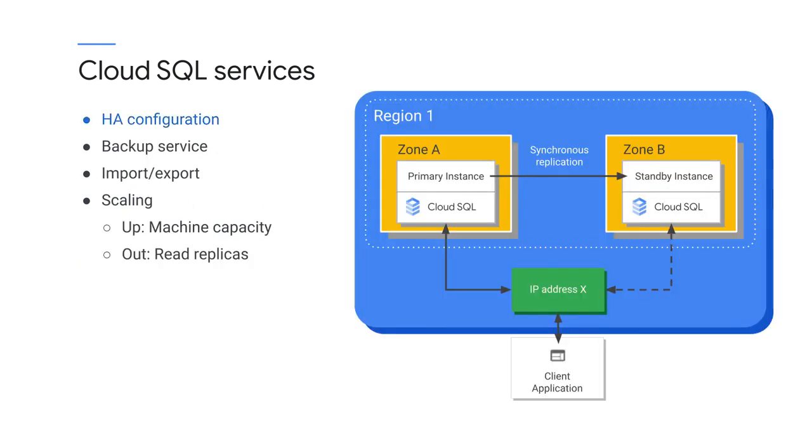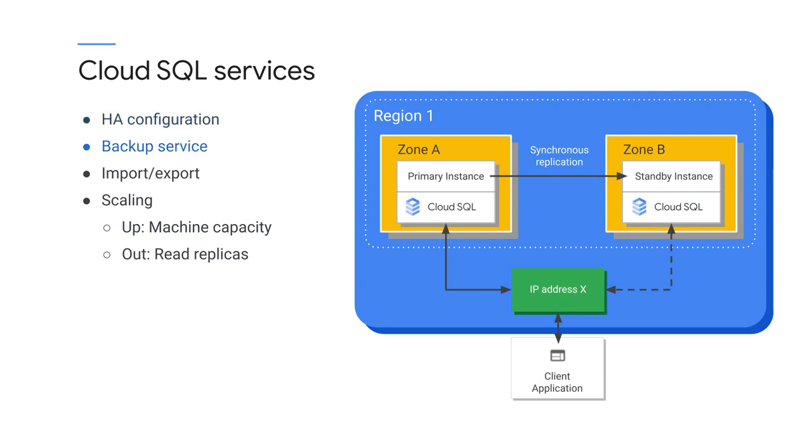In HA configuration within a regional instance, the configuration is made up of a primary instance and a standby instance. Through synchronous replication to each zone's persistent disk, all writes made to the primary instance are replicated to disks in both zones before the transaction is reported as committed. In the event of an instance or zone failure, the persistent disk is attached to the standby instance and it becomes a new primary instance. Users are then rerouted to a new primary. This process is called failover.